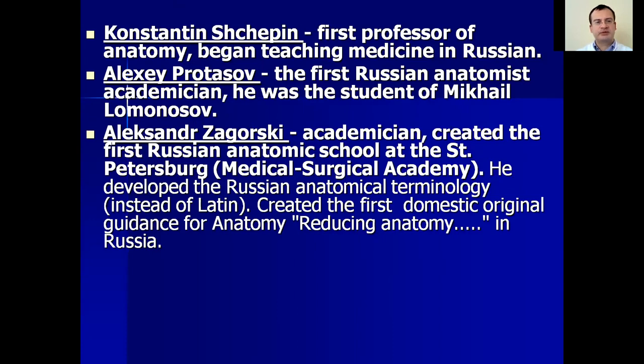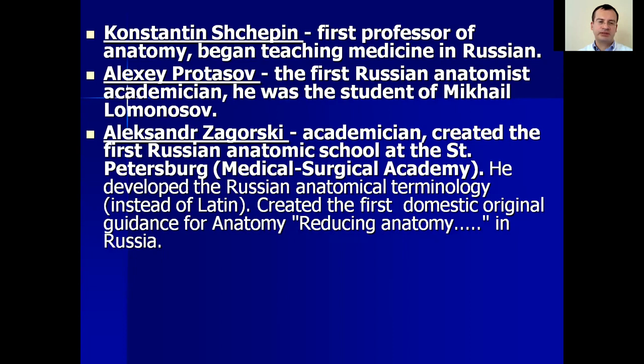The names of doctors of that period: Konstantin Shchepin, the first professor of anatomy, who began teaching medicine in Russian. Alexei Protasov, the first Russian anatomist and academician, a student of Mikhail Lomonosov. Alexander Zagorsky, academician, created the first Russian anatomical school at St. Petersburg.